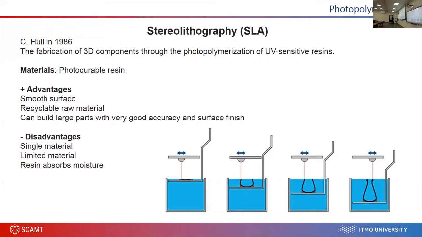It's usually moved by a piezoelectric device, and so you can make quite thin layers, layer by layer, with very good accuracy. On the top, we have a laser which writes each layer dot by dot. And the advantages of this method are a smooth surface.